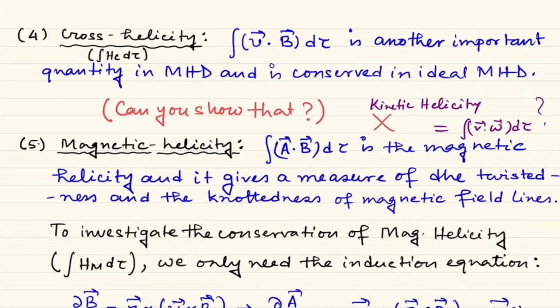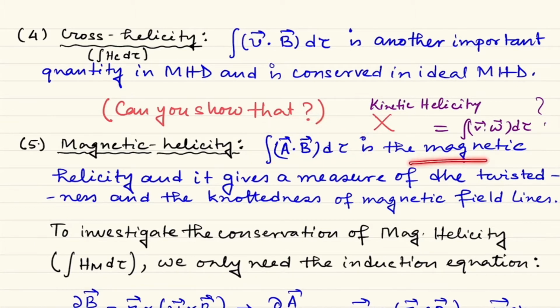Now finally we are talking about another quantity. This is the magnetic helicity. What is that? Magnetic helicity is that you take the scalar product of the magnetic field with its vector potential A, and then you take the volume integral.